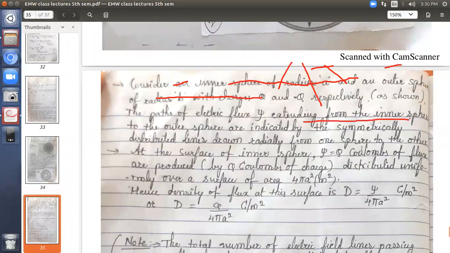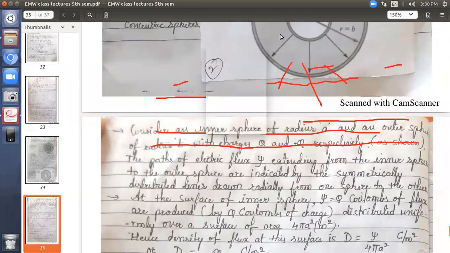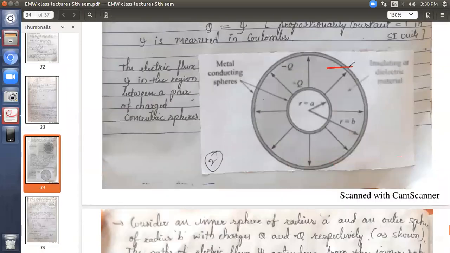They extend from the inner sphere to the outer sphere, as indicated by symmetrically distributed lines drawn radially from one sphere to the other. So they are going radially outwards. Why is it radial? It is not in a single direction. According to its radius, they are moving all over. So that is radially outwards.